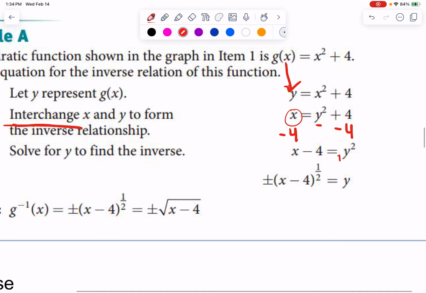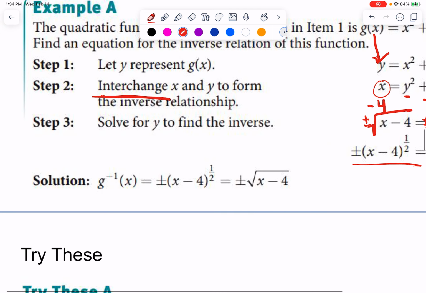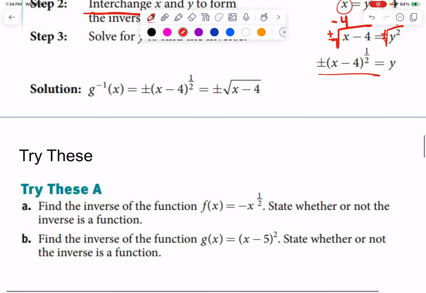Now, when you take the square root, you have to add a plus or minus sign. What that means is it has both the positive and the negative part of that parabola. So you would have plus or minus the quantity x minus 4 raised to the 1/2 equals y, and that would be your solution. That's just how we find the inverse. We're going to try a couple on our own.